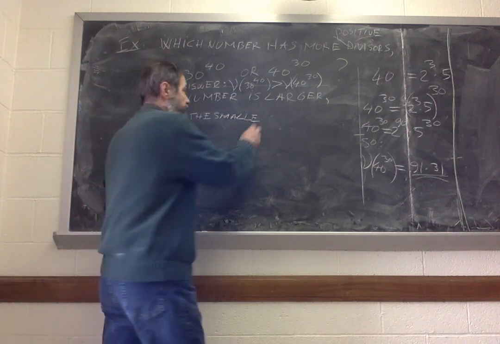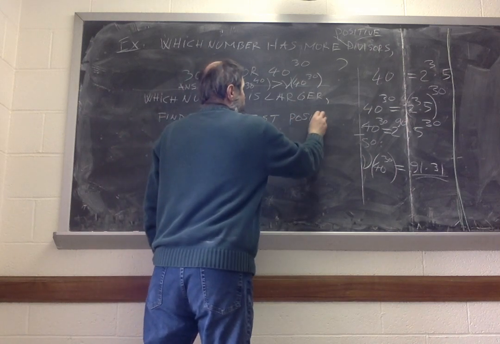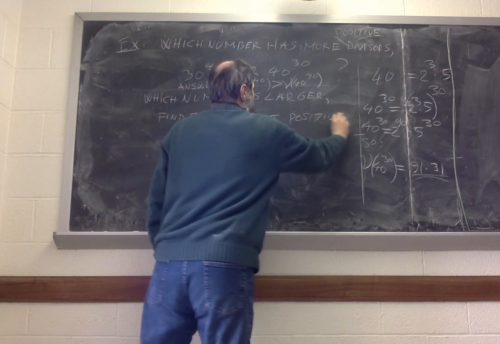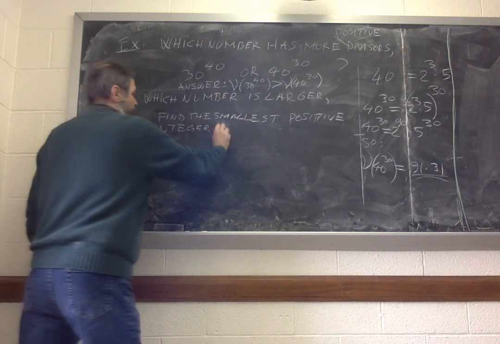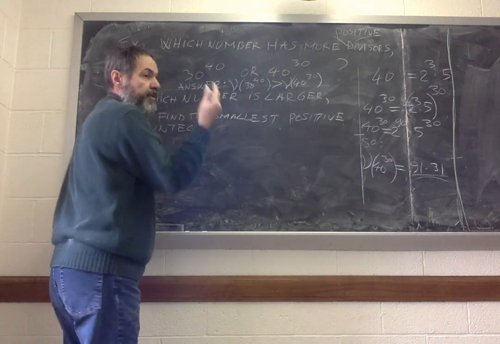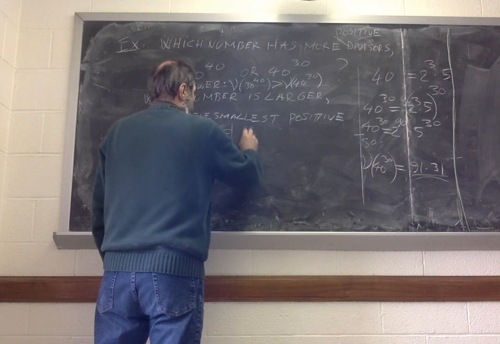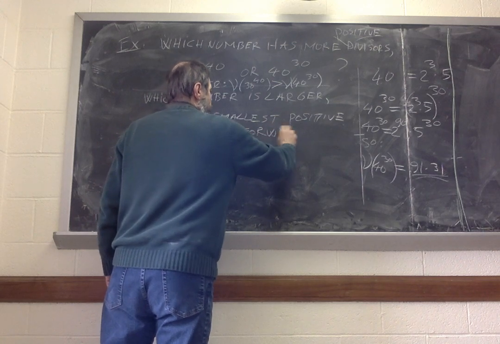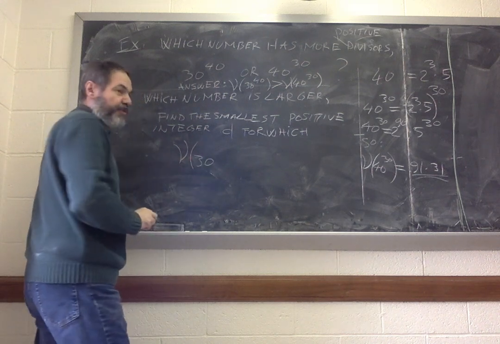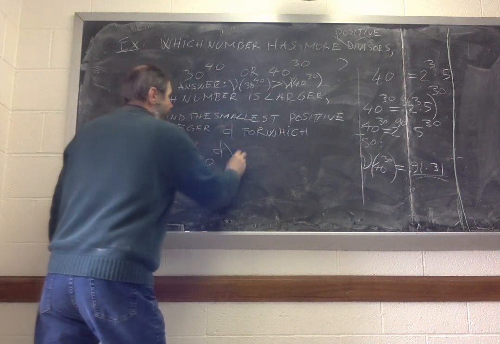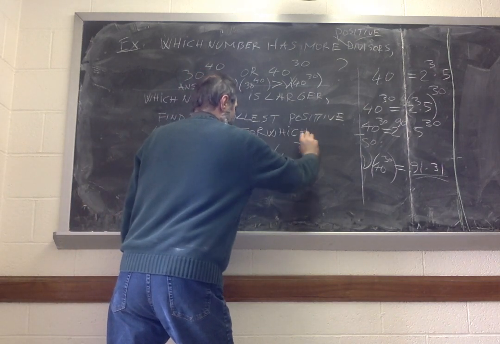So find the smallest, say positive integer, let's call it d, for which the number of divisors of 30 to the d is larger than the number of divisors of 40 to the 30.